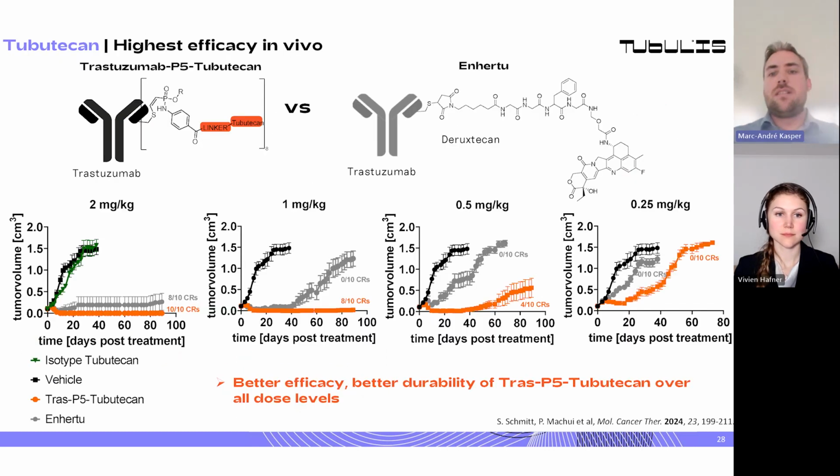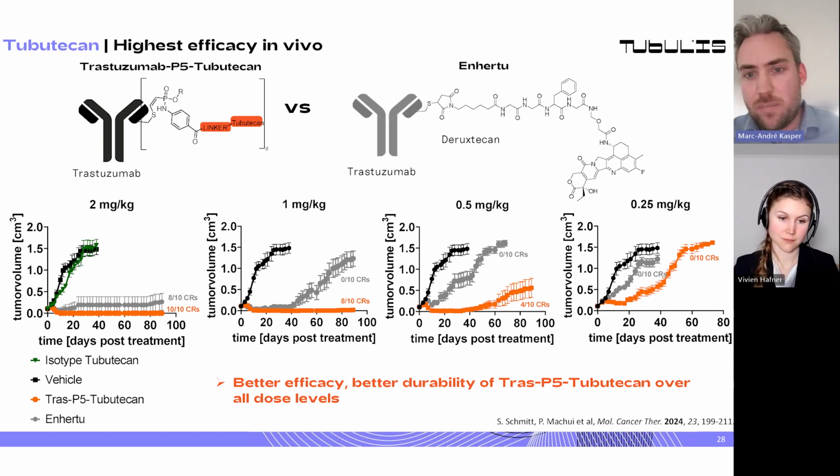And also here we did a nice confirmation experiment, and this is now an in vivo model where we treated tumor-bearing mice either with our trastuzumab tubutecin-based ADC or Enhertu. And here we really showed that we have a very good tumor penetration, because over all dose levels, so from 2, 1, 0.5, and 0.25, we were superior in eradicating the tumors from these mice. So Enhertu is shown here in gray.